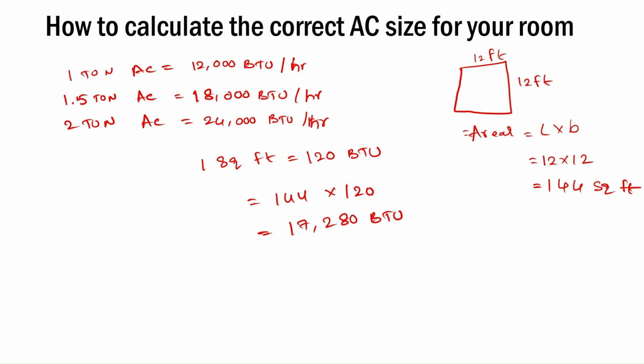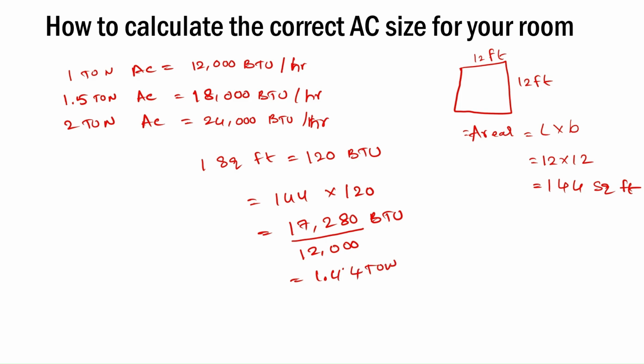We know that 1 ton of AC requires 12,000 BTU per hour. So for this value, I divided by 12,000, and it comes to 1.44 tons.